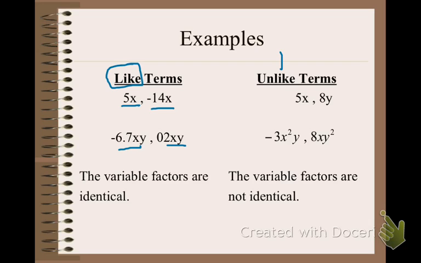But over here, with the unlike terms, 5x and 8y could never be combined because they are not the same variable. Same with these, even though they both have the variables x and y. Notice that the exponent of 2 is with the x in the first term, and the exponent of 2 is with the y in the second term, and that does not make them identical. It has to be the same variable to the same power. We could change this one and make it the same if it were x squared y, then we could combine it with the negative 3, but that's not the case.